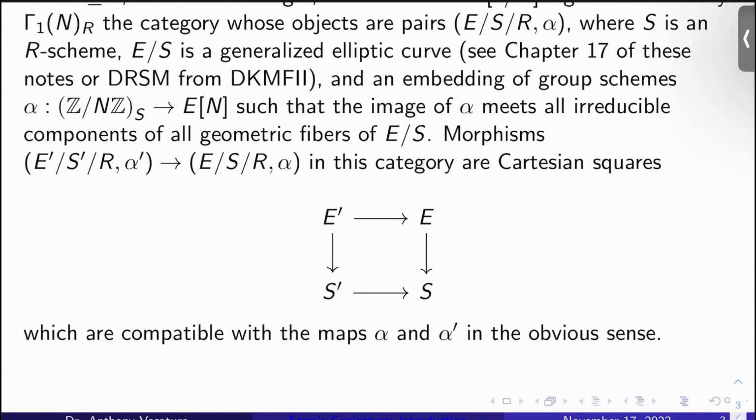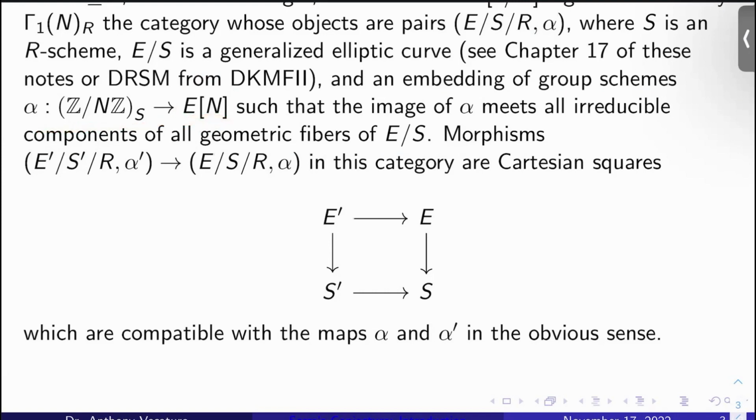Okay, and then what is this alpha? You want an embedding of group schemes alpha from this constant scheme Z/nZ_S to the n-torsion of E, such that the image of alpha meets all irreducible components of all geometric fibers of E over S. That's a technical condition. But what I always have in mind here is, for ordinary elliptic curves, the n-torsion of E is isomorphic abstractly as groups to (Z/nZ) squared. That's kind of what's going on here.